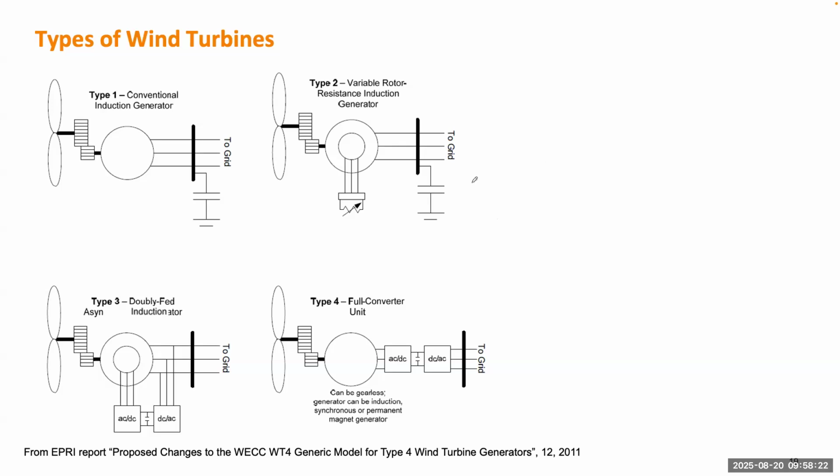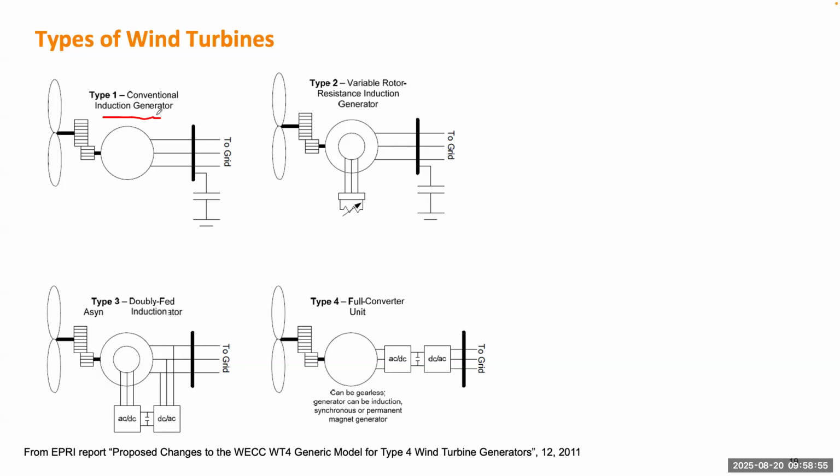Type 1 is a very basic induction generator. The rotor is just driven by the wind. By using a gear, I try to make the speed similar to the frequency of the grid. But it will still have some impact on the grid. In the second type, I just add a resistor to the rotor. If you remember how a resistor changes the induction motor or induction generator, the resistor will make the stable operating region much wider.